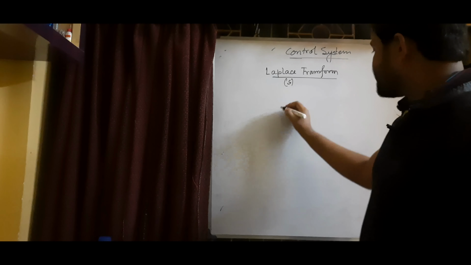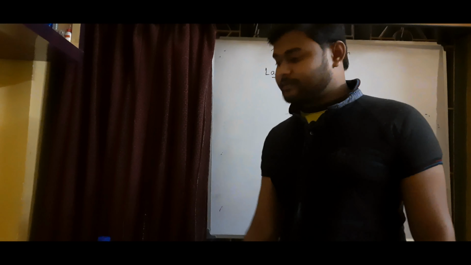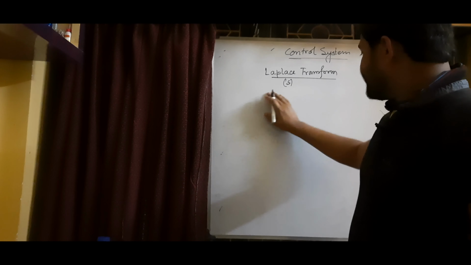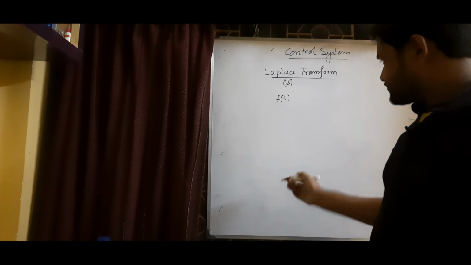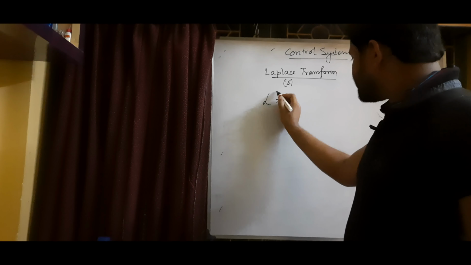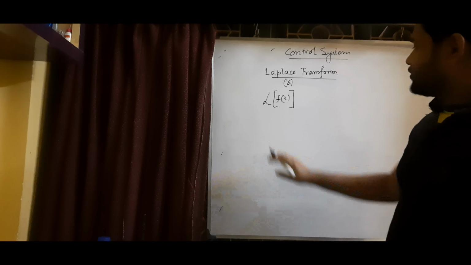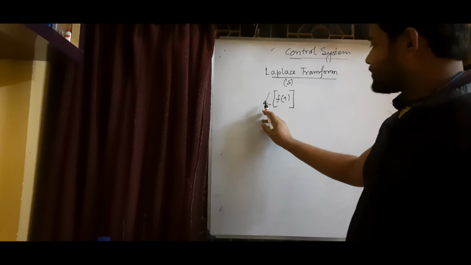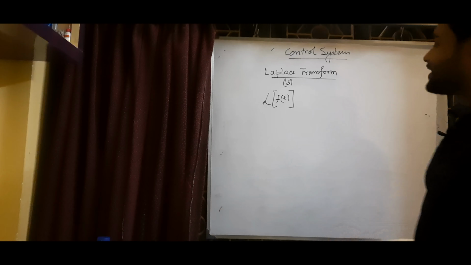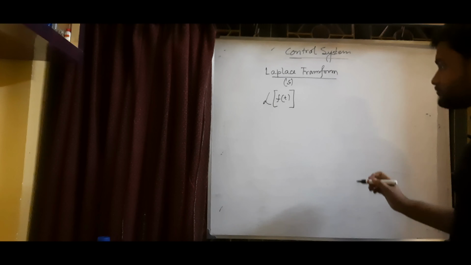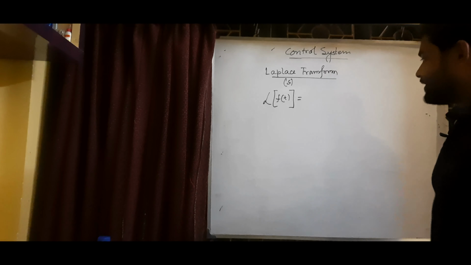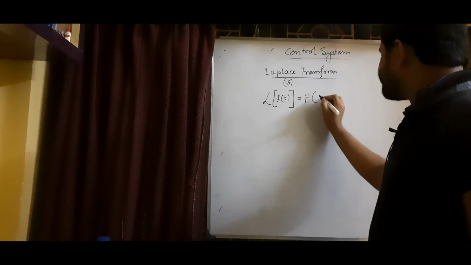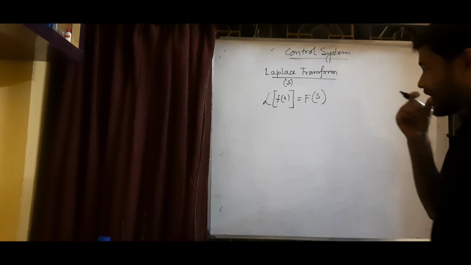So how are you going to convert any system to its Laplace domain? Let's say you have a function f(t), a time domain function. You want to transform it into the Laplace domain. We often use this letter L to indicate the Laplace transform operator. Okay. So the Laplace transform of f(t) is often represented by F(s).